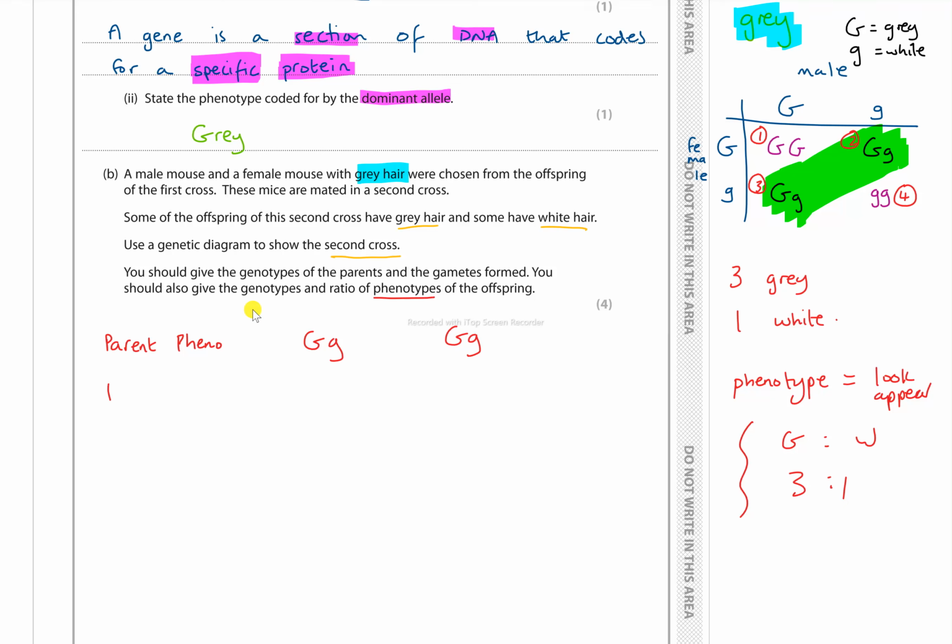Phenotype, and then the parent genotype, they've only got a G and a G. So you're going to end up with a G or a G, and then the offspring phenotype will be either GG.